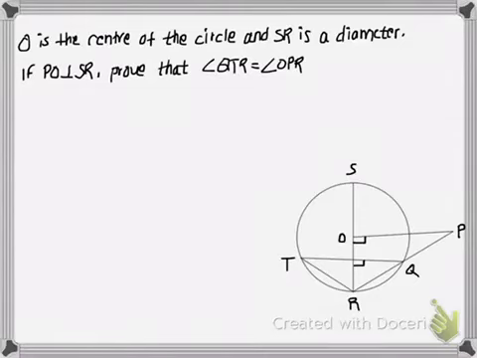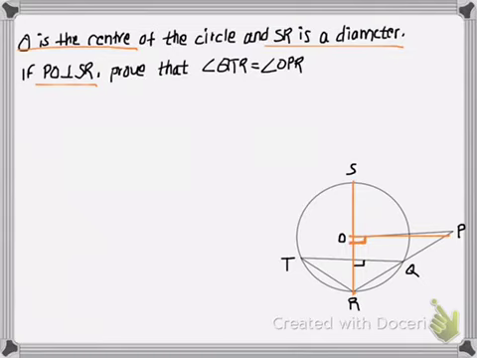Hello, in this tutorial we'll be dealing with a question based on circles. Here we are given that O is the center of the circle, so this point right here is the center, and SR is a diameter. This line passes through the center of the circle, and of course it is a diameter. And PO is perpendicular to SR.